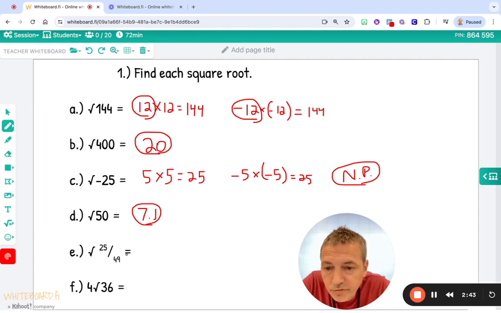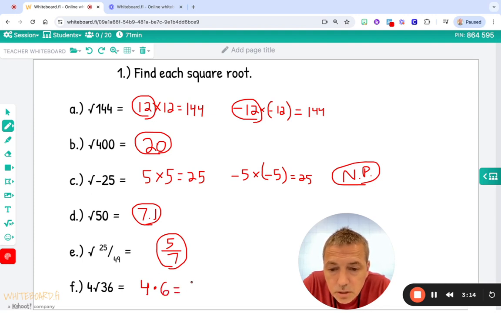The square root of 25 over 49. So this is a fraction, right? Well, we can just do this pretty simply. The square root of 25 is 5, and the square root of 49 is 7, right? 5 sevenths. We could turn it to a decimal, but we can just leave it as a fraction. And this last one says 4 times the square root of 36, right? So that'd be 4 times the square root of 36, which is 6. 4 times 6 is 24.